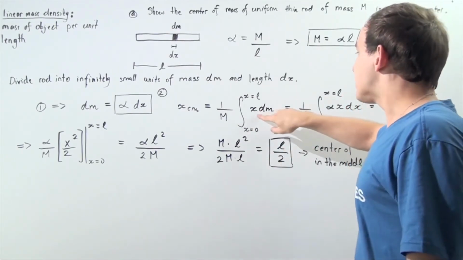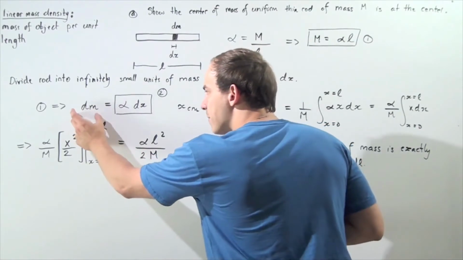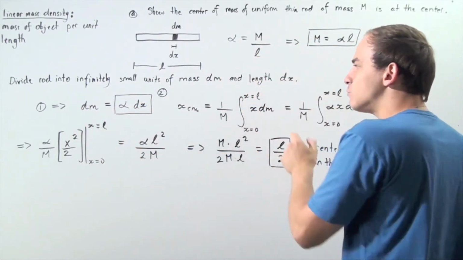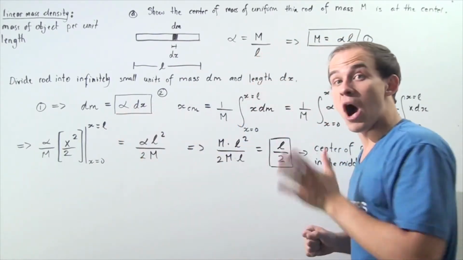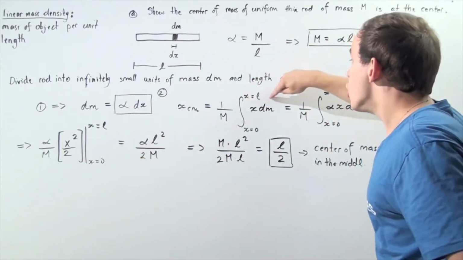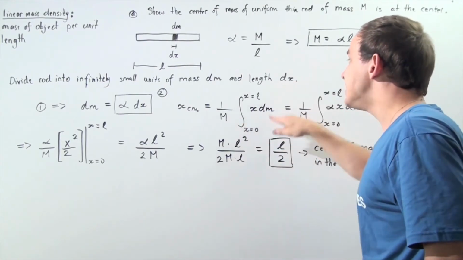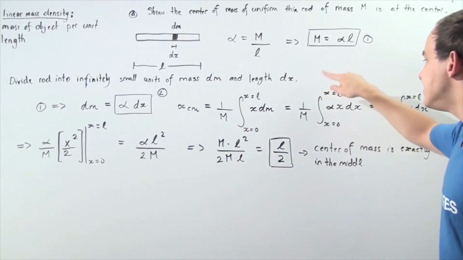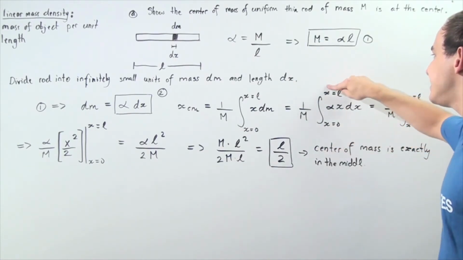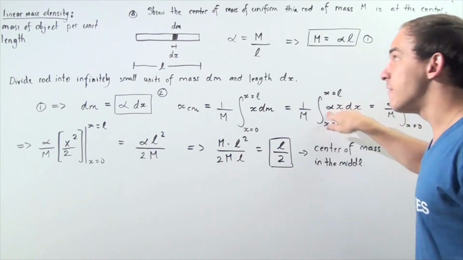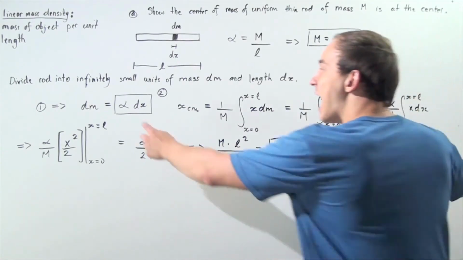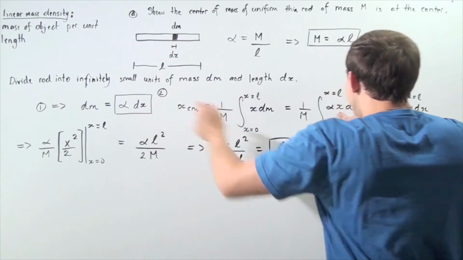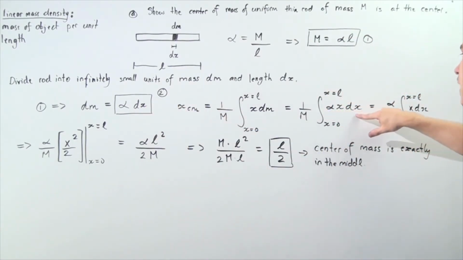Now, notice that we can replace dm with alpha times dx. So we take this and replace it with alpha dx. Why are we replacing it? Well, because we need to have our integral in terms of dx. So now we get 1 over m, the integral from x equals 0 to x equals L, of alpha, our linear mass density, times our x, which we get from here, multiplied by dx. So now we have the following result.